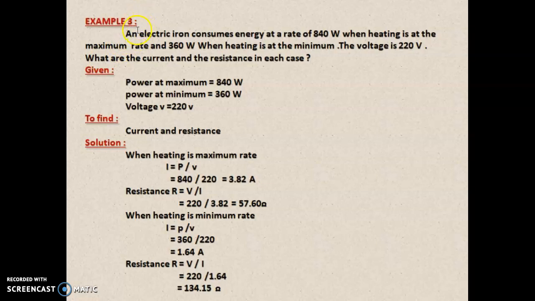Example 3. An electric iron consumes power at the rate of 240 watt when heated at the maximum rate, and 360 watt when heated at the minimum. The voltage is 220 volt. What are the current and the resistance in each case? So what is given? Power at maximum rate is 240, power at minimum rate is 360, and voltage is equal to 220 volt.